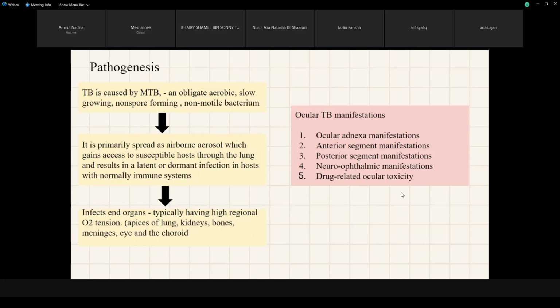So as for the pathogenesis, like I said, TB is caused by Mycobacterium, which is an obligate aerobic, slow-growing, non-spore forming, and non-motile bacterium. It spreads through airborne. Okay, skip that. So okay, ocular TB manifestation. So for the ocular TB manifestation, we have 5 types, which are ocular adnexa, anterior segment, posterior segment, neuro-ophthalmic, and drug-related ocular toxicity. Next.